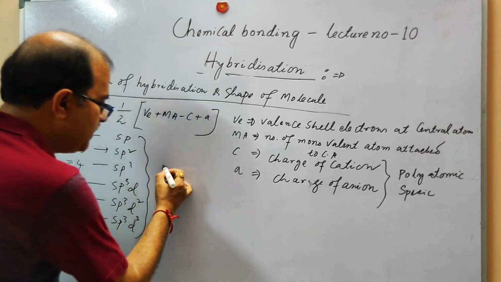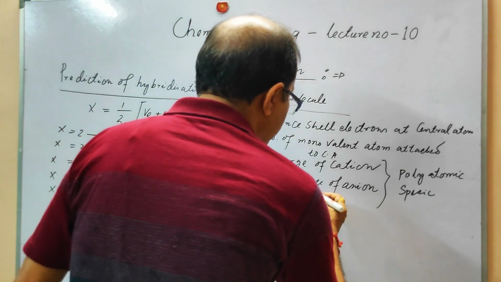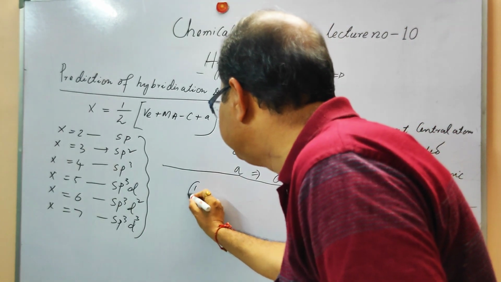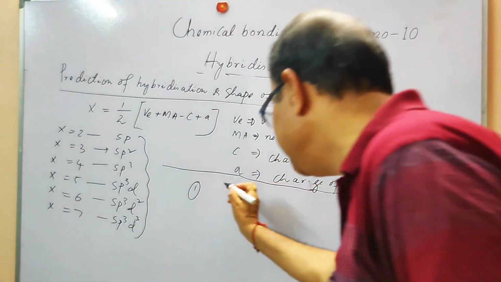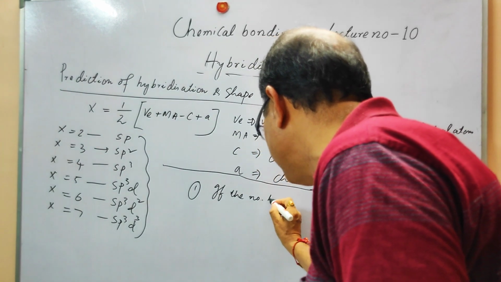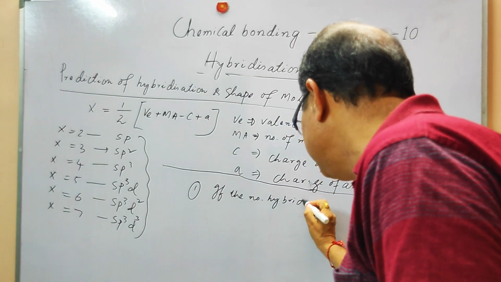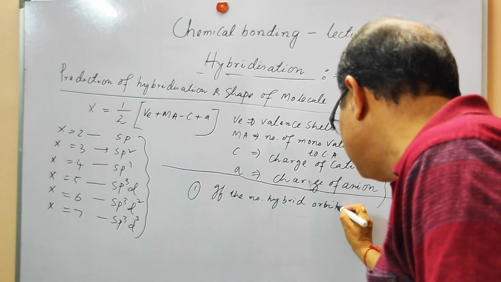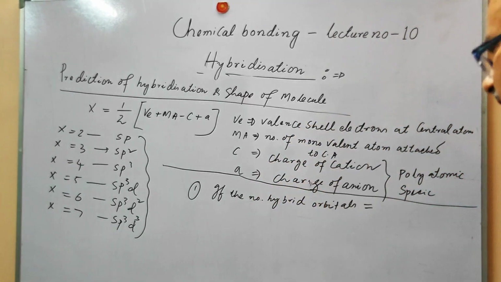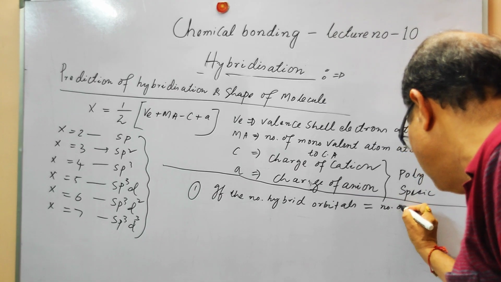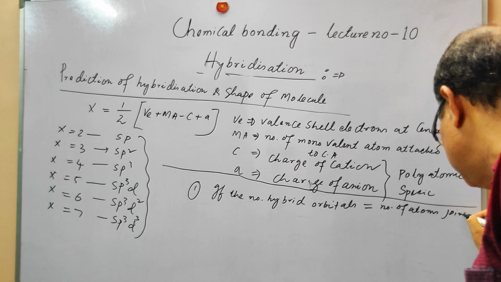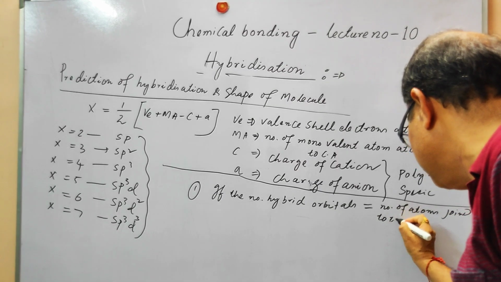Now from this we want to predict the shape of the molecule. How can we predict the shape of the molecule, that we can understand. There are 2 assumptions. Number 1, if the number of hybrid orbitals is equal to the number of atoms joined to the central atom.